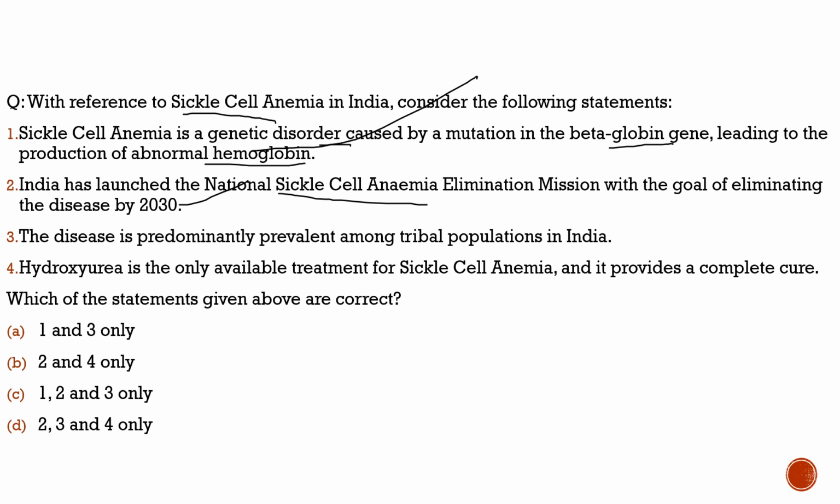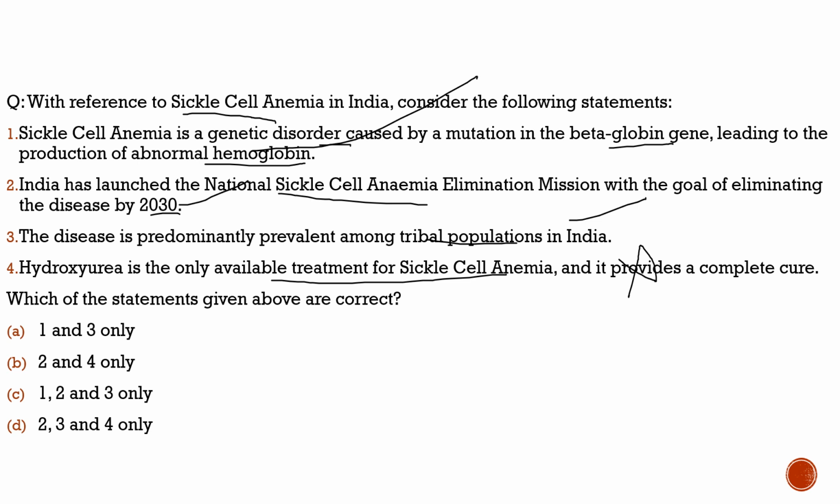Please do remember these dates. You will often get confused with these dates. There are very few questions which talk about the dates, but often we get confused over it. So we need to know about such dates. Third statement, the disease is predominantly prevalent among the tribal populations in India. Correct. Fourth statement, hydroxyurea is the only available treatment for sickle cell anemia and it provides a complete cure. Totally incorrect. So with respect to this question, the correct statements are statement 1, statement 2 and statement 3 only.